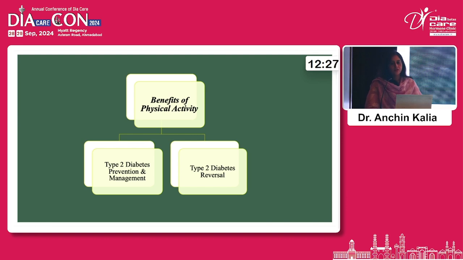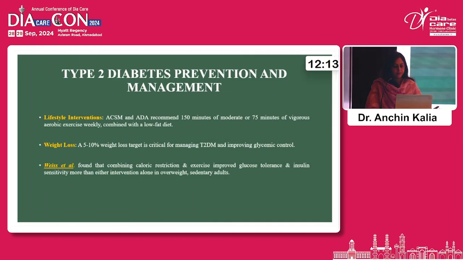So what are the benefits of physical activity? Everybody is well aware of it, and we have many randomized control trials which say that, one, it helps in the prevention and management of type 2 diabetes, and two, in type 2 diabetes reversal. Comprehensive lifestyle intervention says that 150 minutes of moderate or 75 minutes of vigorous aerobic exercise weekly, combined with a low fat diet, would definitely help in the reversal, prevention and management of diabetes. A weight loss target of around 5-10% is ideal.